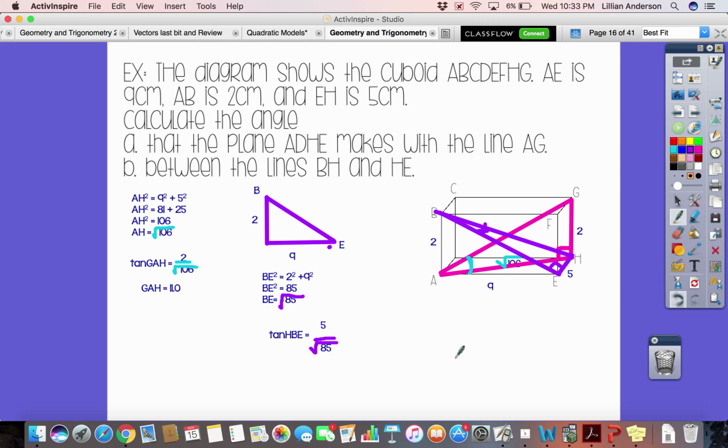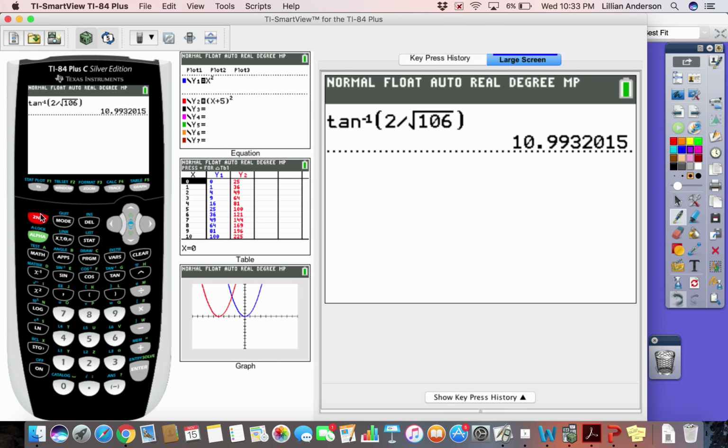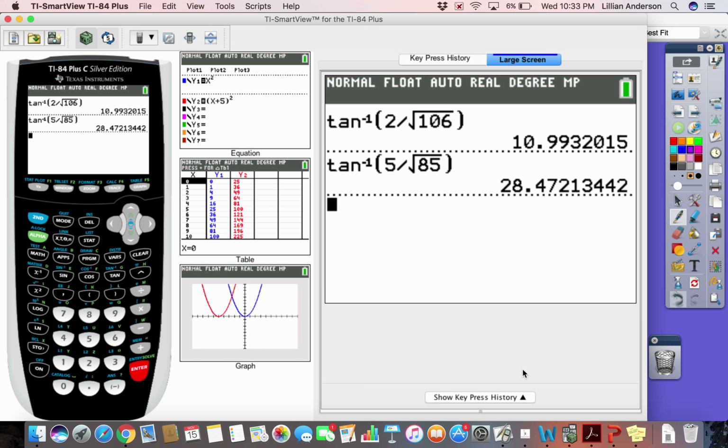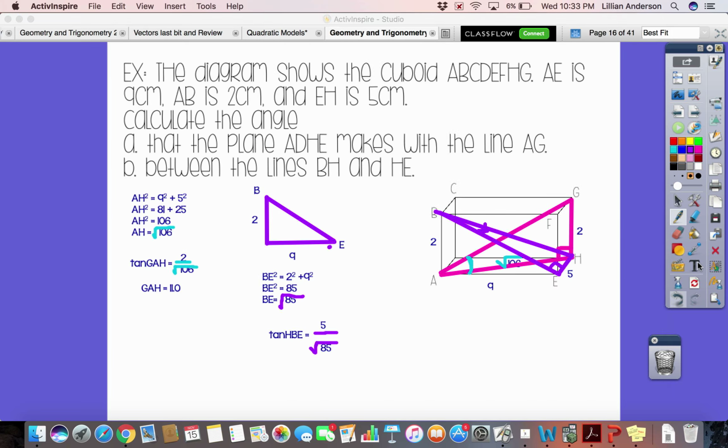And then we would do another inverse, because again, we're looking for an angle. Whenever we're looking for an angle, we do the inverse. So that'd be the tangent inverse of 5 divided by the square root of 85. Again, we don't use the decimal approximation because we want exact answers here. We want to round only on the final answer. And then that's going to give us 28.47, which rounds up to 28.5.